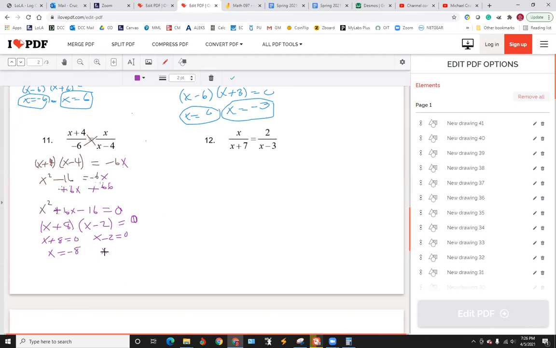X is equal to 2. All right. So -8 plus 4 is 4/6, which is -4. So that's 4/6, so that's 2/3. And then this side would be -8 over -12, which is 2/3. So these check. And it doesn't matter which one you put on what side.